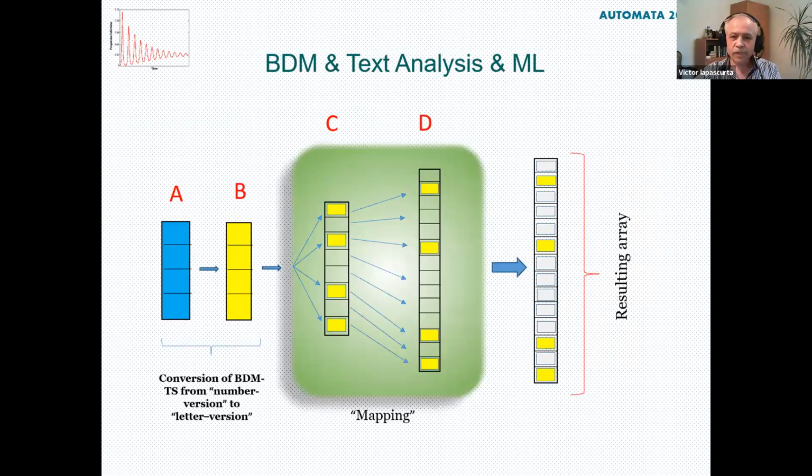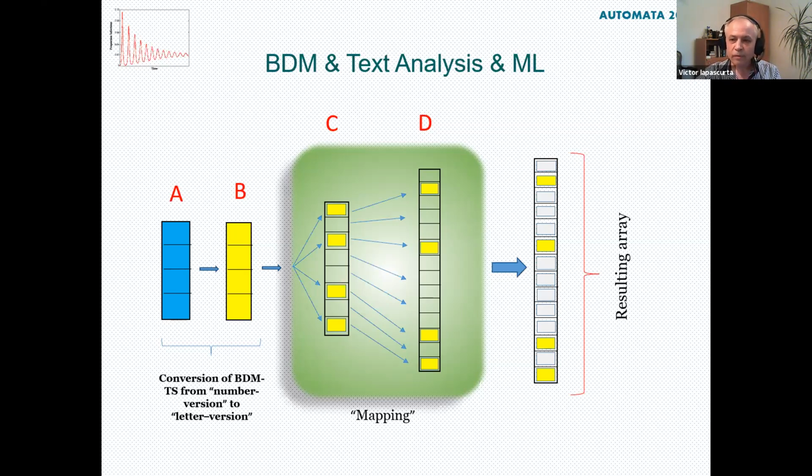The whole process looks like on the screen. By A is denoted the original or numeric version of BDM time series. B is the letter version, and in the middle there is a kind of mapping. C represents the vocabulary, or the words, or BDM values, unique BDM values present in this clip. D is the dictionary, or the hypothetical total amount of words we can get by permutation.